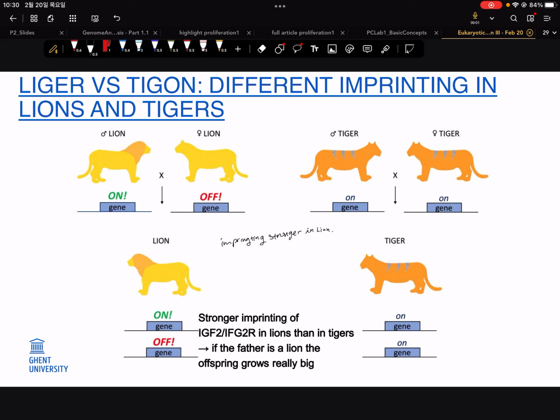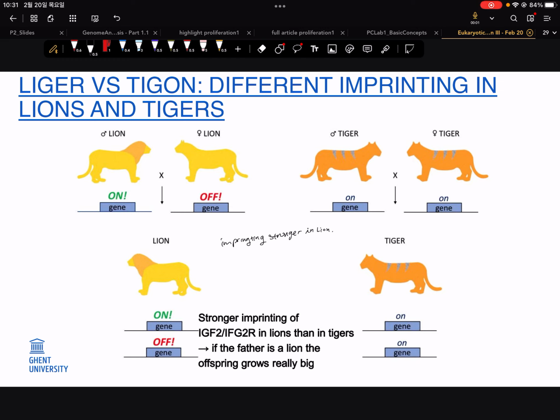In lions, the IGF2 gene is on in the paternal allele, and it's off in the maternal allele. In a regular cross between a male lion and a female lion, that is fine. You get one allele very active, and one allele off. That's good enough. The lion will normally grow. However, if you now make a cross between those species, you will see that you disturb the whole pattern.